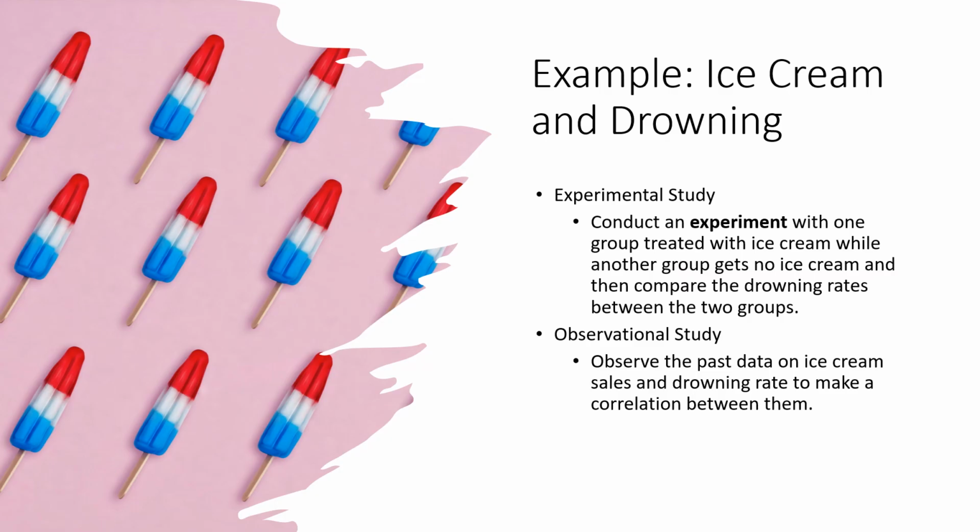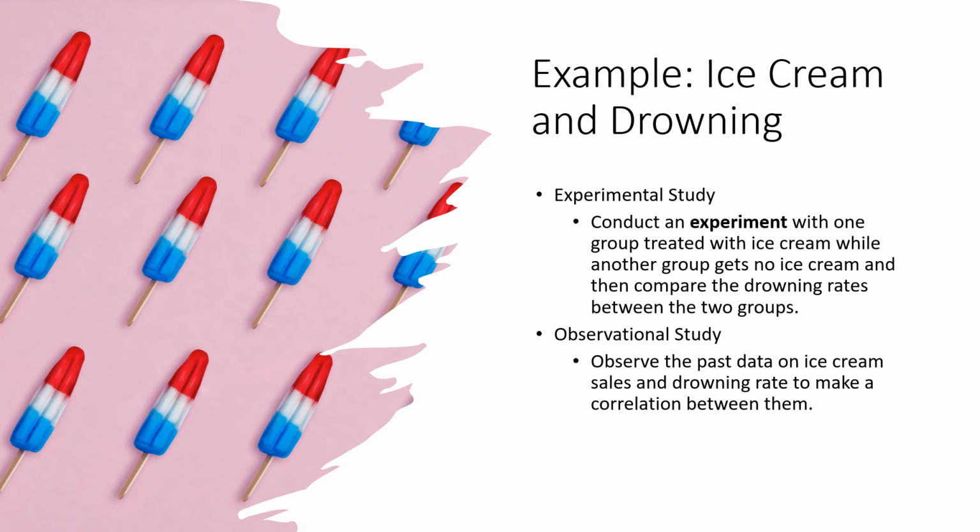For example, in the experimental study, we will conduct an experiment with one group treated with ice cream while another group gets no ice cream, and then we compare the drowning rates between the two groups. If the experiment was properly designed, it will show that ice cream consumption has no effect on drownings.